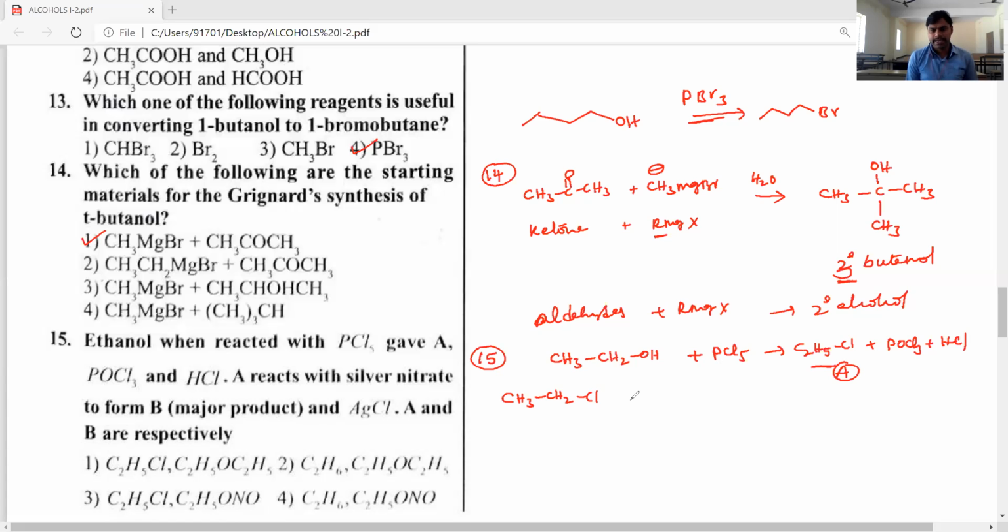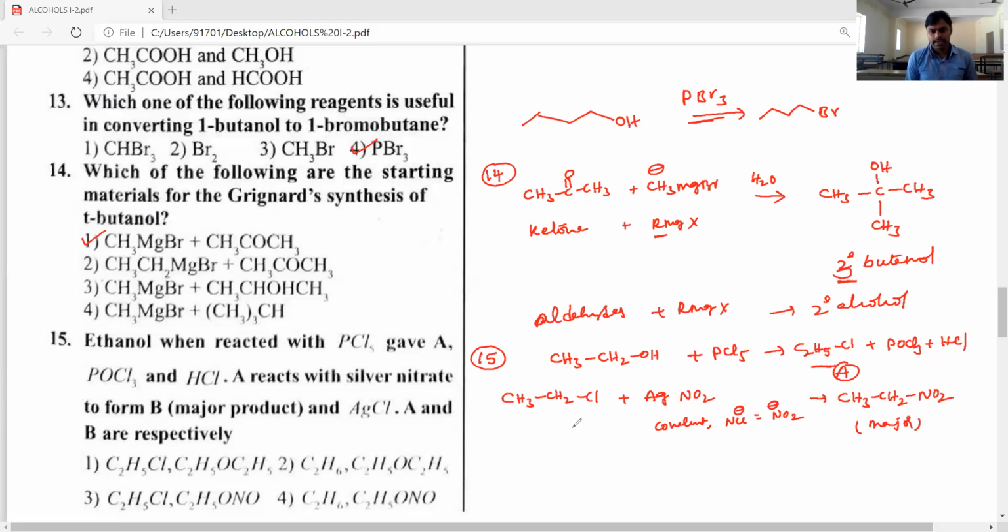This ethyl chloride reacts with silver nitrite, AgNO2. It is covalent in nature. Okay, covalent nature. Then the nucleophile is nitrite ion, NO2 minus, through nitrogen. The product is CH3CH2-NO2, the major product.